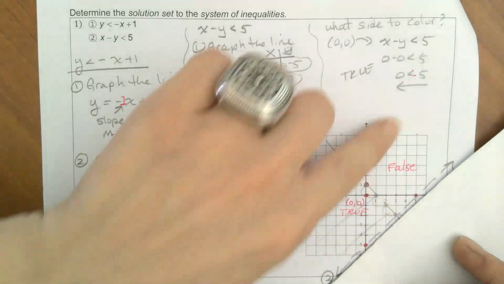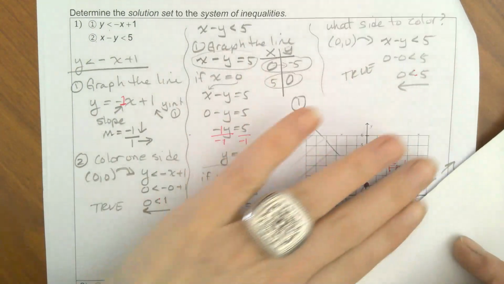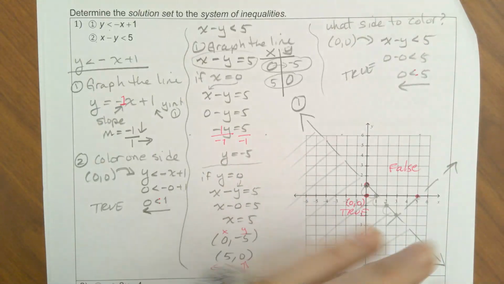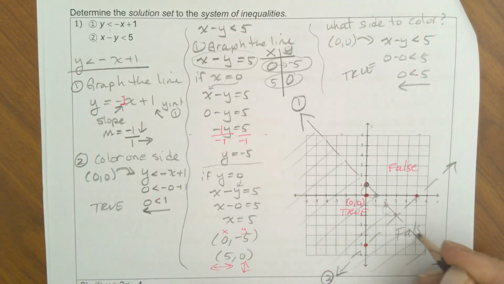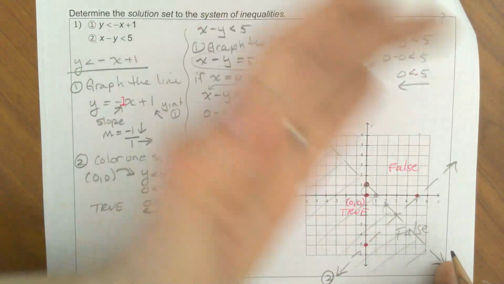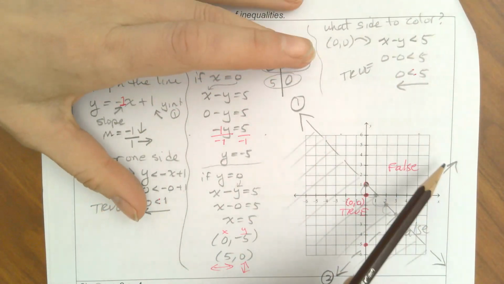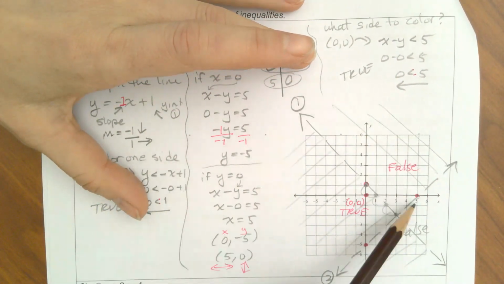That means this point is true. So that means everything on this side of the line is true, and everything on this side is false. So this side is true. So I'm going to color this side.